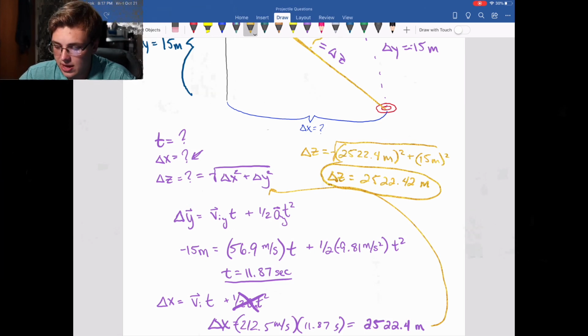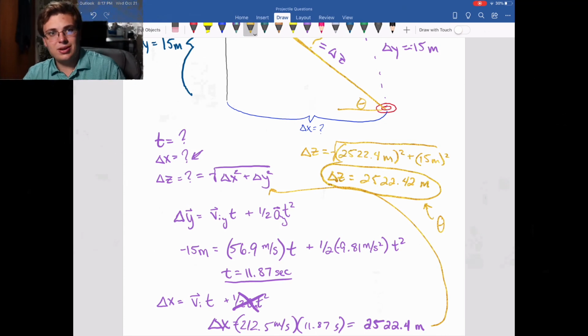And we could actually find the angle of this too, but that's not asked for in this case. We could find theta pretty easily. And it's just manipulating problems, taking it step by step, breaking things into components where there are x's and y's. And from there, you're good to go. So, yeah.